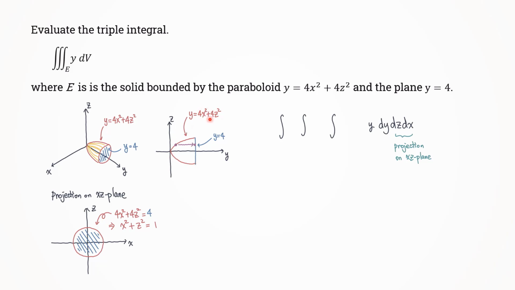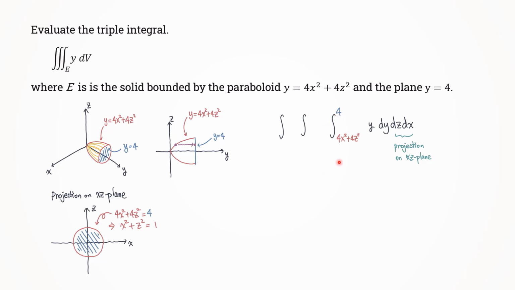And so now that becomes really easy because the lower bound is the paraboloid, so we just put 4x squared plus 4z squared as the lower bound. And then what about the upper bound? The upper bound is just the plane. And see that no matter which point you draw the arrow from, it's always going to hit y equals 4, so we get a constant for the y upper limit.